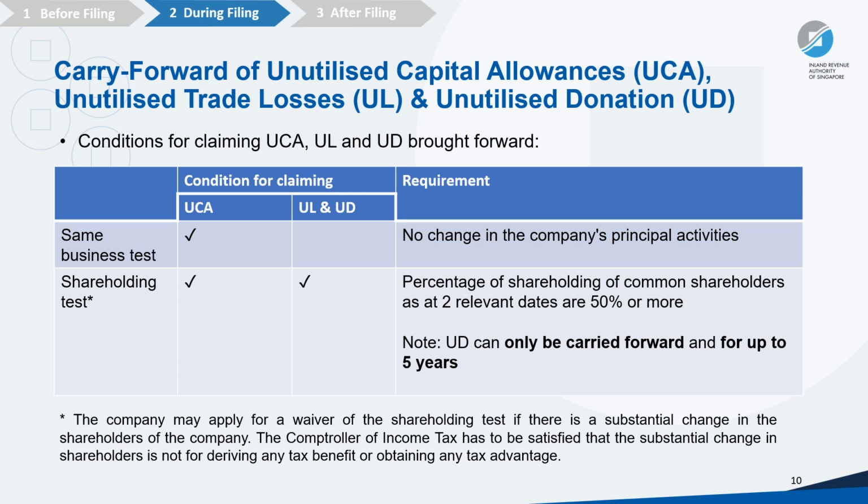If the company does not satisfy the tests, the company can write in to apply for a waiver of the shareholding test. The company has to provide valid reasons on the changes in shareholding. Please note that this will be subject to IRAS's review, and approval is on a case-by-case basis.